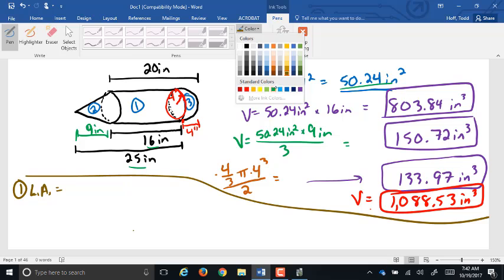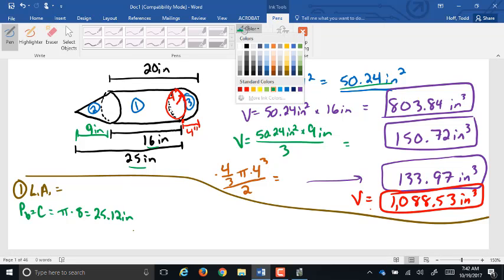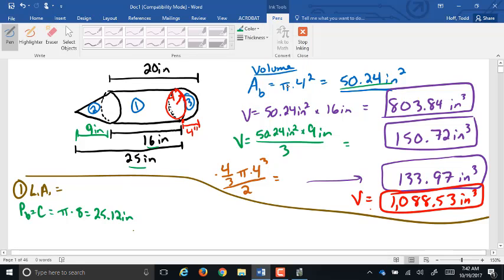Of course, that lateral area involves us to know the perimeter of the base, which is just the circumference of the circle, which is pi times 8, not squared, just 8, pi times diameter, 25.12 inches. Which gives us a lateral area up here of that 25.12 inch perimeter of the base times 16, which is 401.92 inches squared. Does that look right? We'll take that.